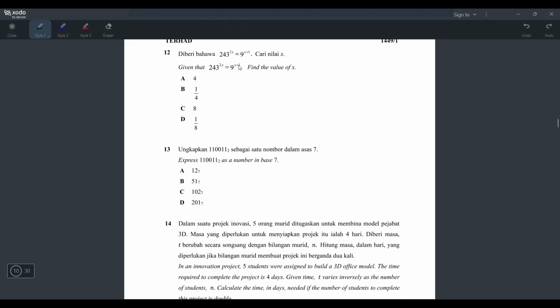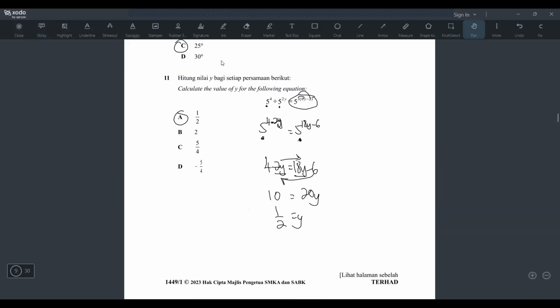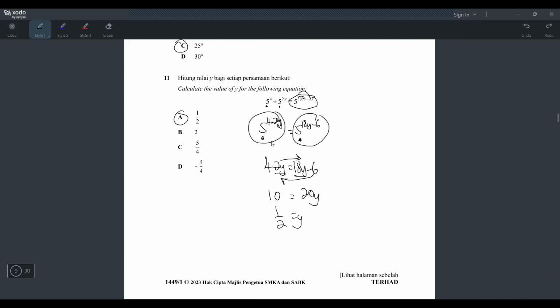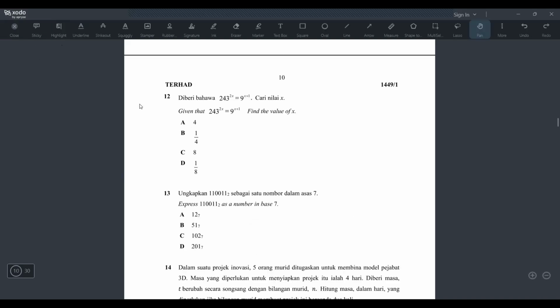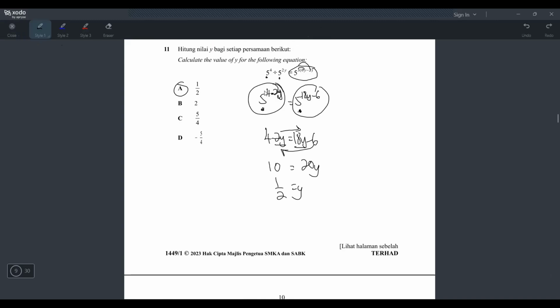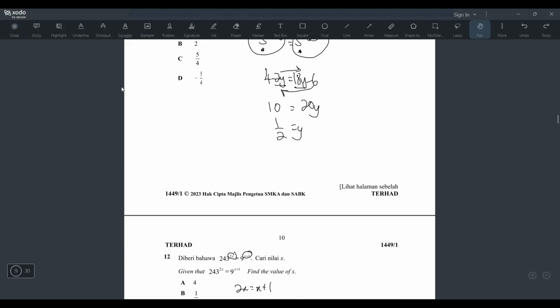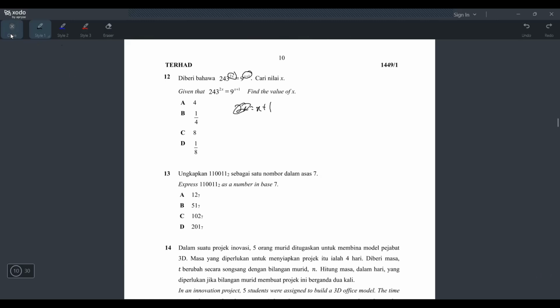Number 12, given that 243 power 2x equals 9 power x plus 1, find the value of x. So when we do this question, we have to change to the same base, like just now. Once it's the same base, then the power will be the same also. Then only we can compare the power. So this one, the base is not the same. Can you straight away take 2x equals x plus 1? Like question 11 just now, I straight away took the power equals the power, right? But I cannot do that for this question, because the base is not the same. So I have to change to the same base.